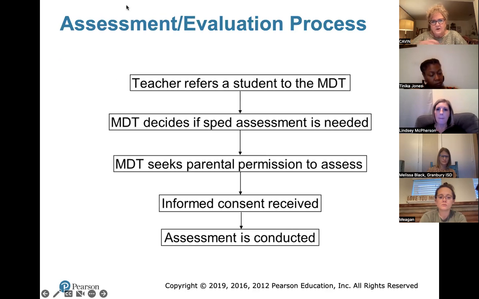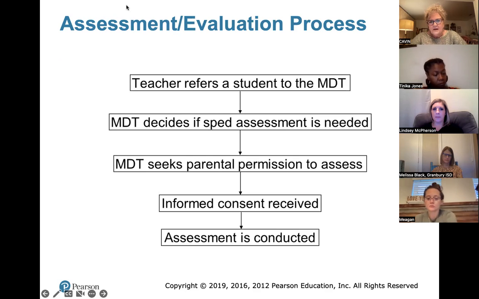So we've got a flow chart here. Let's say a teacher refers a student to the multidisciplinary team, and then the multidisciplinary team has to decide if a special education assessment is needed. Or the multidisciplinary team then will seek parent permission to assess, and then you get informed consent, and then the assessment is conducted.